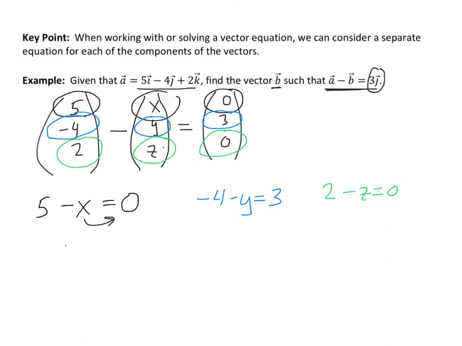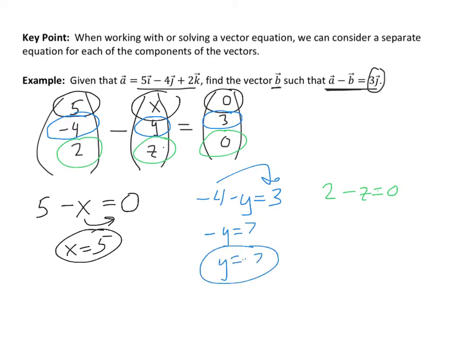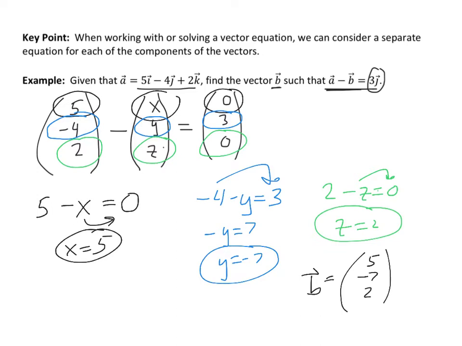If I just move this x over, I find that the x coordinate has to be 5. If I move the 4 over, I'm going to wind up with negative y equals 7. So that means y has to be negative 7. And finally, over here, if I just move the z over, I'll wind up with z is 2. Great, so they said find the vector b. The vector b would have to be 5, negative 7, 2. And that's the answer to my question.